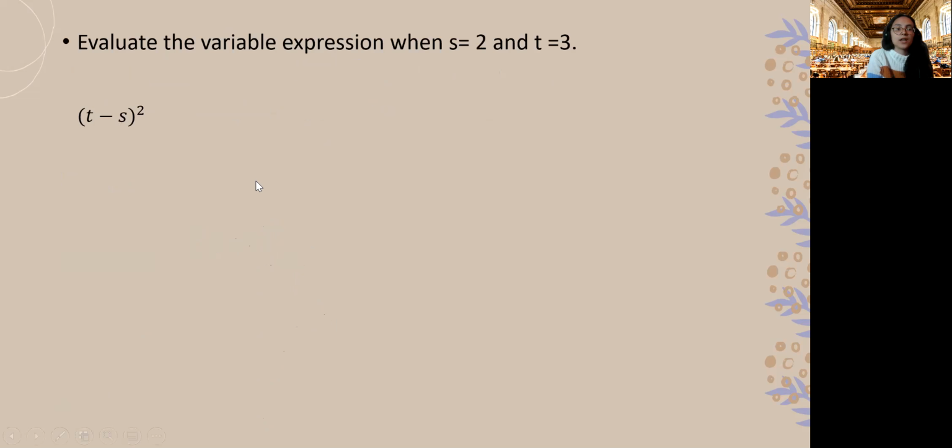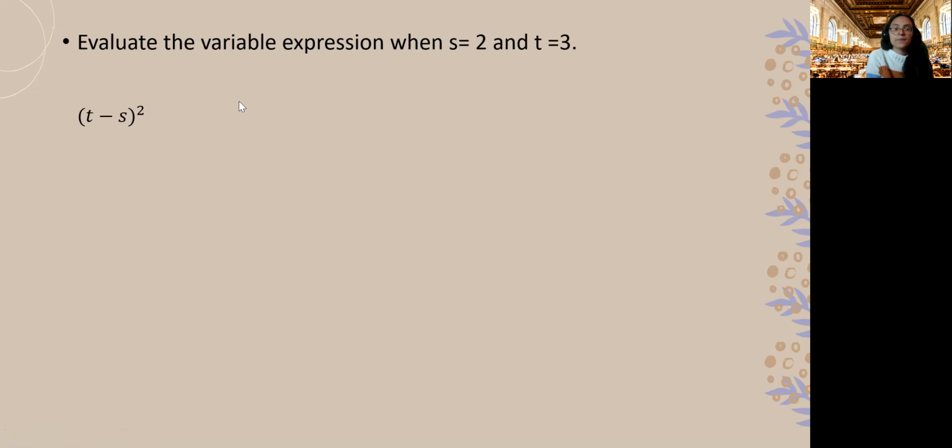Simple enough. Let's try another one. Evaluate the variable expression when s is equal to 2 and t is equal to 3 for the following. So again, we're going to substitute. We said t is equal to 3 and s is equal to 2. And all of this is squared. Sorry.